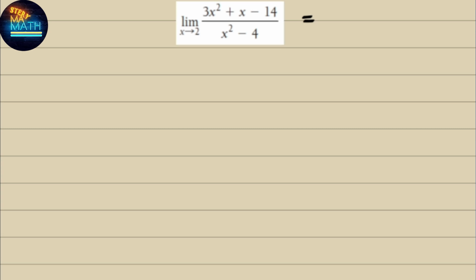Another example. Find the limit as x approaches 2 of 3x to the power 2 plus x minus 14 divided by x to the power 2 minus 4. If you substitute, you will get 0 over 0, right? So let's try factoring. You don't have a problem with the denominator because x to the power 2 minus 4, you can factor it easily: x minus 2 times x plus 2. But the problem is with the numerator, because here is a trinomial.